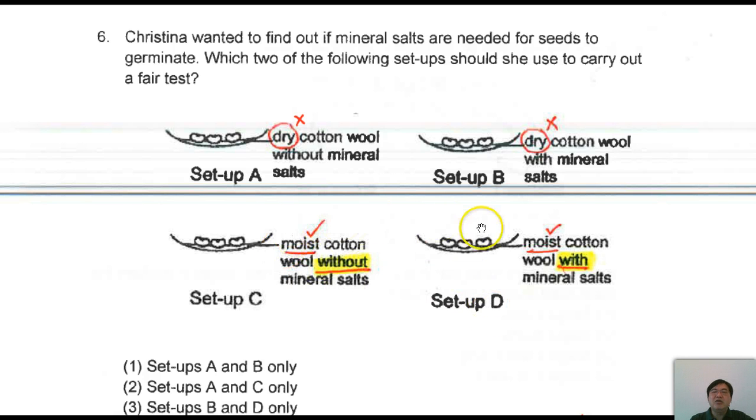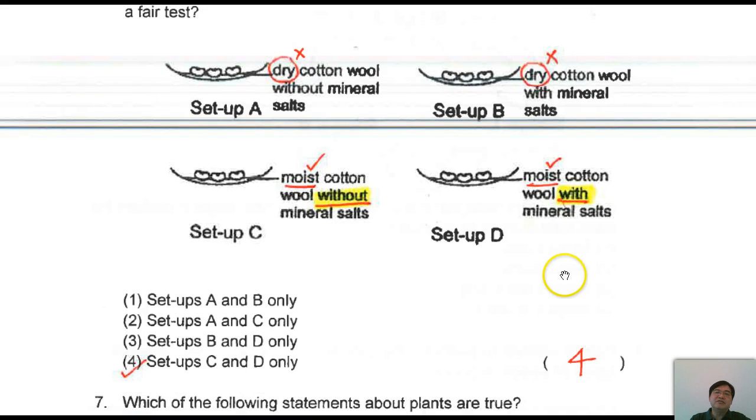With water, of course air is everywhere, and one of them without mineral salt and one of them with mineral salt. That is how we test whether we really need mineral salt. Okay, so the answer is 4, setup C and D. This is obviously out because there is no water.